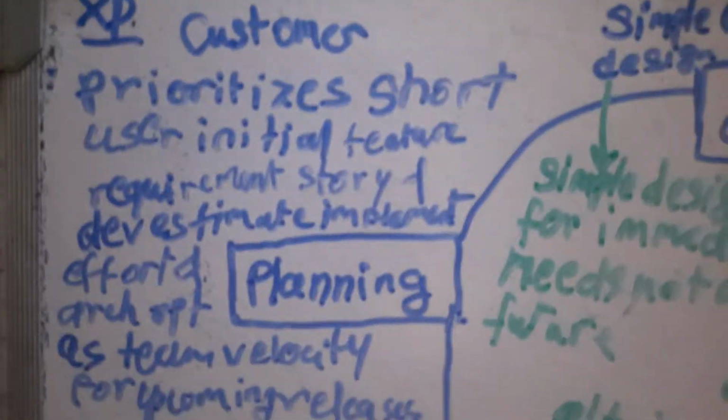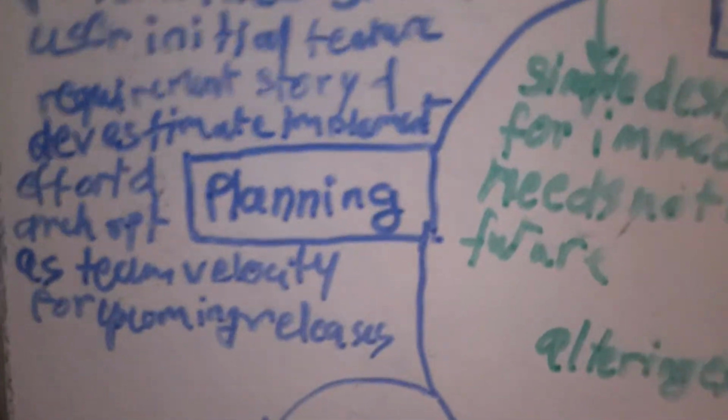Let's go. So now it's explanation time, right? So Extreme Programming has this life cycle. First you plan everything, right? Anything you do, you first plan.